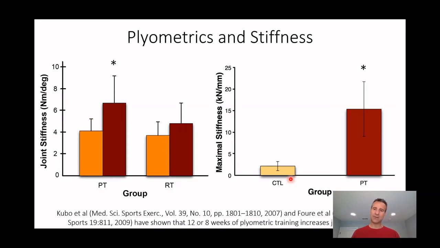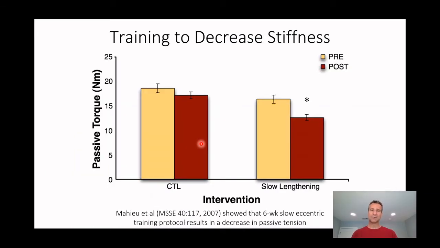And you can see that here, from the control to the plyometrics. These guys compared it to resistance training. Your joint stiffness, actually, this is a light resistance training. It wasn't really heavy. I would have expected, if it were heavy, to be somewhere down in here. Okay, I would have expected a decrease in stiffness to some degree. And then you've got the opposite, which is to decrease stiffness.